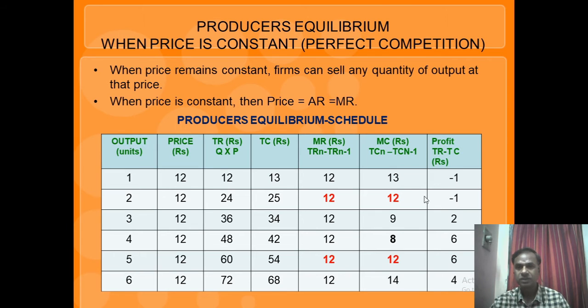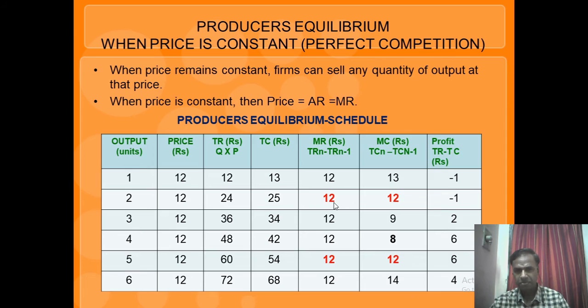You see here, after MR is equal to MC, MC is lesser. So this will not be equilibrium. And in this situation, you see at 5 level of output, after MR is equal to MC, that is equilibrium, MC is greater than MR. MC is 14, MR is 12.